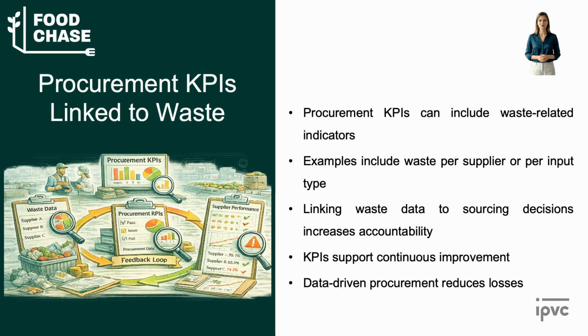Linking procurement performance indicators to waste outcomes increases accountability. When waste data is associated with specific suppliers or raw material categories, procurement teams gain clearer insight into sourcing impacts. These KPIs support continuous improvement and encourage sourcing decisions that reduce processing losses.